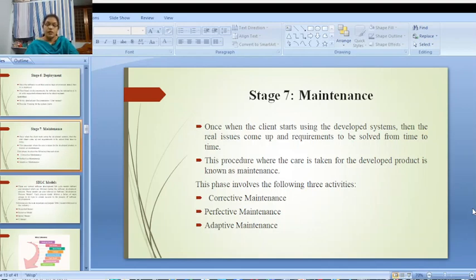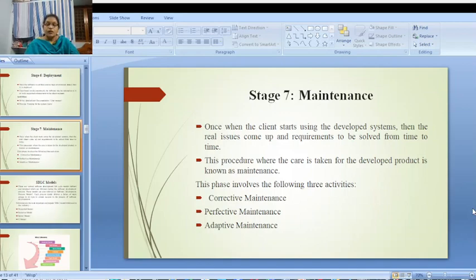Examples of this are moving the software to new operating systems or platforms. As I said, maybe one system has the latest version of an operating system and another system has an old version. In these two systems, whatever software we install may or may not be compatible. So we'll have some bugs or errors in the particular software, and to maintain all those things, in this stage, the maintenance will be done.